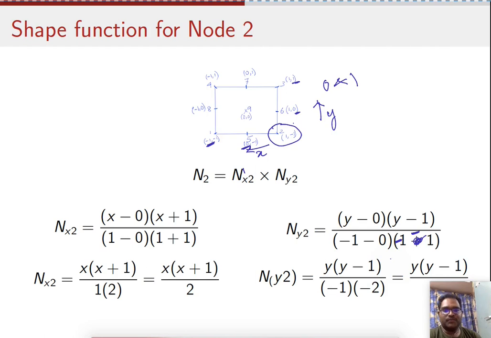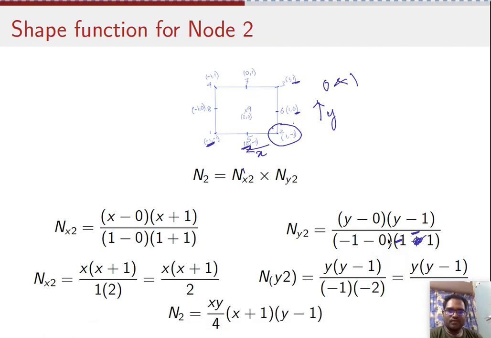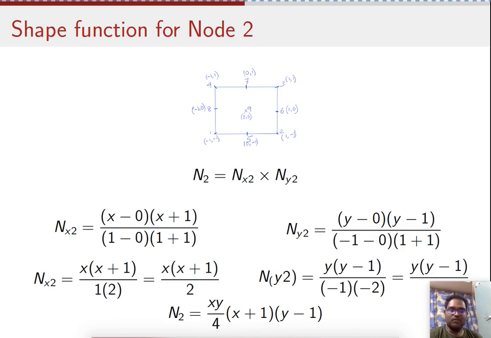So that will give you a value of minus 2. And finally, as stated above, you can find the value of n2, which is nx2 into ny2. So this is the value of your second shape function. Similar to this, you can find the shape function for all the nodes.